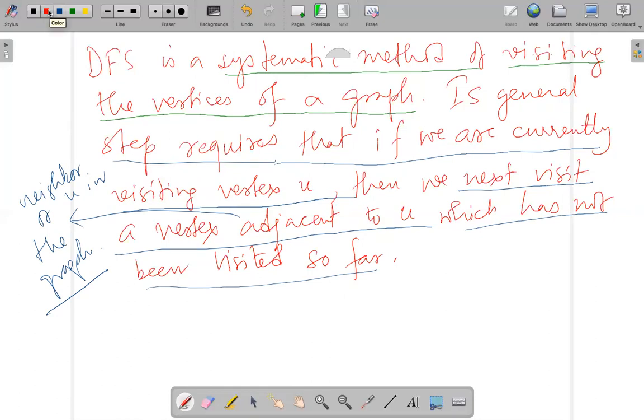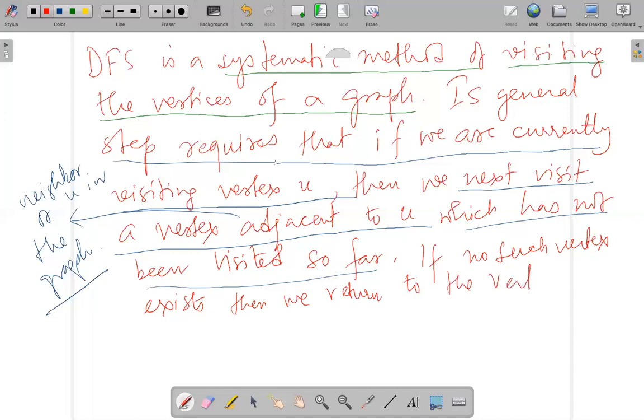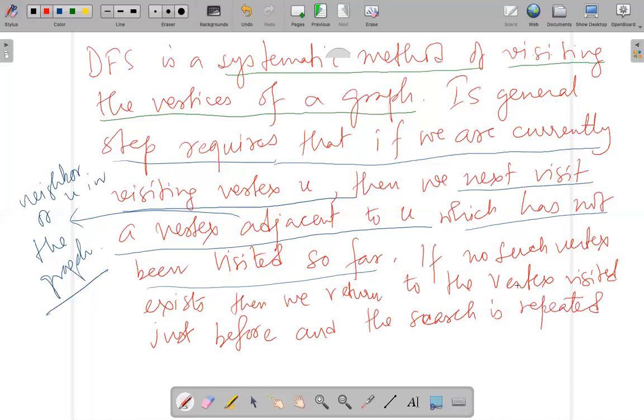Now, if no such vertex exists, then we return to the vertex visited just before, and the search is repeated until every vertex in the graph has been visited.